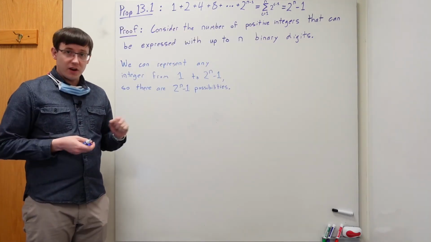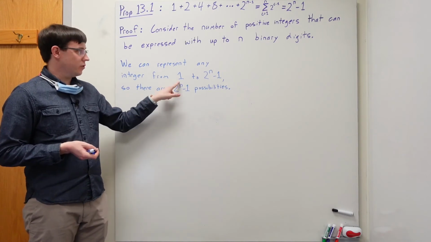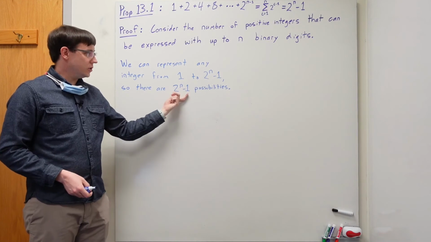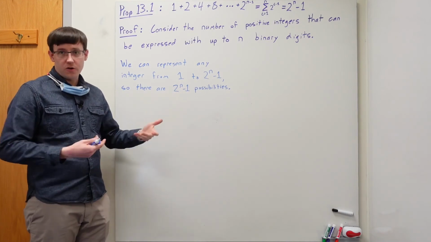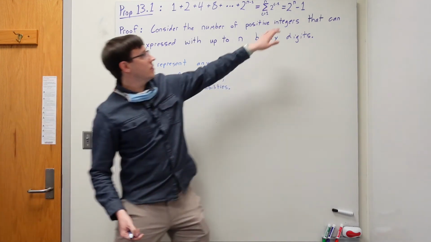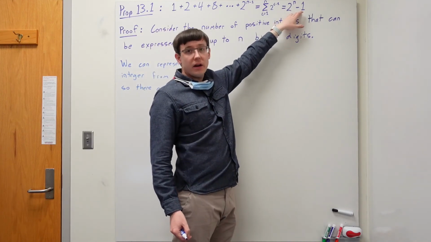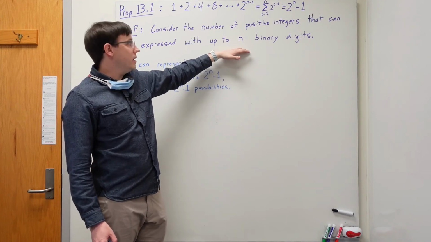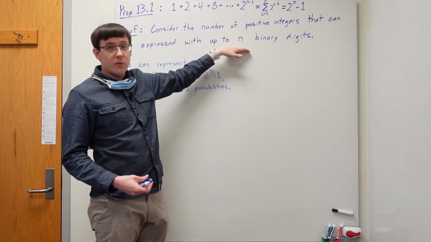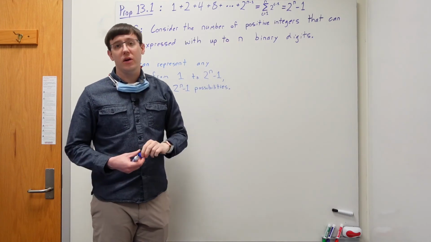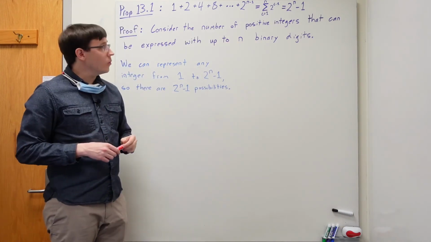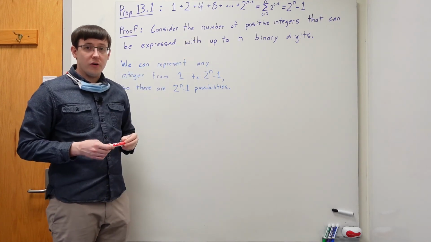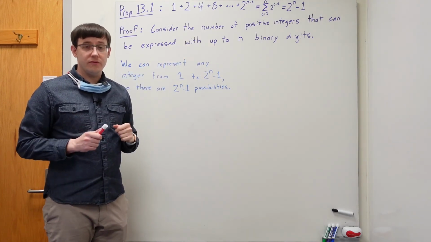Since the range of possible integers we can represent goes from 1 up to 2 to the n minus 1, there are 2 to the n minus 1 integers that we can represent. So this gives us the right-hand side of the equation as one way of counting the number of integers we can express in up to n binary digits. But another way that we could express this same quantity is by thinking in terms of lists of digits.